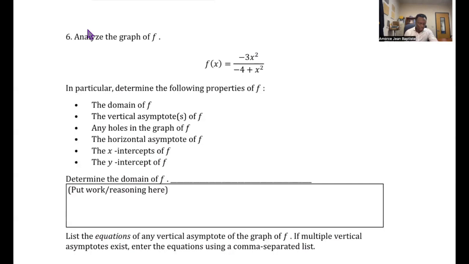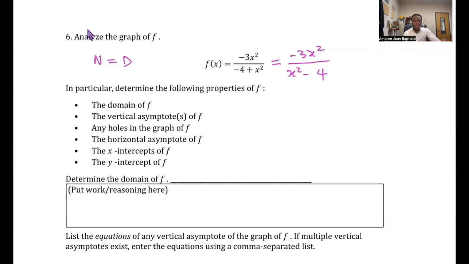For this next problem, this is your function. We are answering the same questions, but with a different function. So let me write this in a different order. Negative 3x squared over x squared minus 4. First, I see that the degree of the numerator is the same as the degree of the denominator.